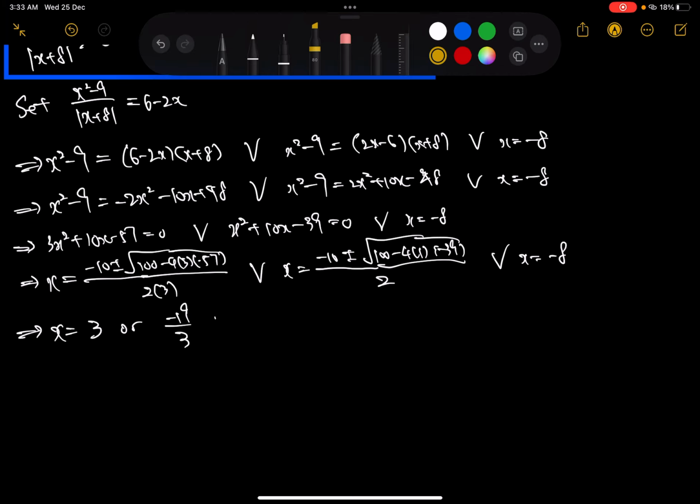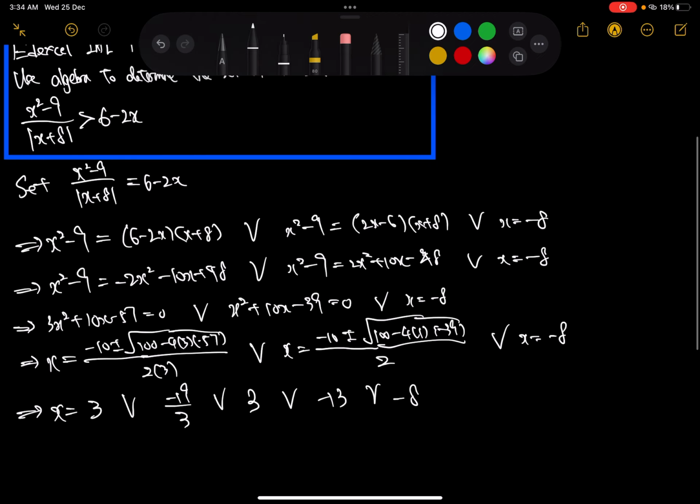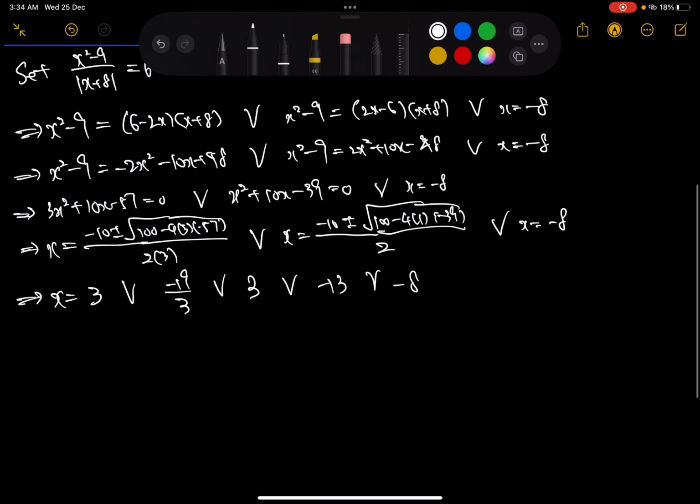Well, probably shouldn't use that notation. Should just use this. Or we have 100 plus 39 times 4, which should be 156, so 256, root 256 is 16. So -10 plus 16 is 6 over 2 is 3, or -13, or -8. So if it's the equality, this one's straightforward. We have 1, 2, 3, 4, 5 answers.